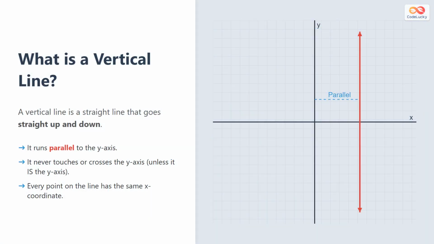So, what exactly is a vertical line? Visually, it is a straight line that goes perfectly up and down. A key property is that it runs parallel to the y-axis. It never leans to the left or right.